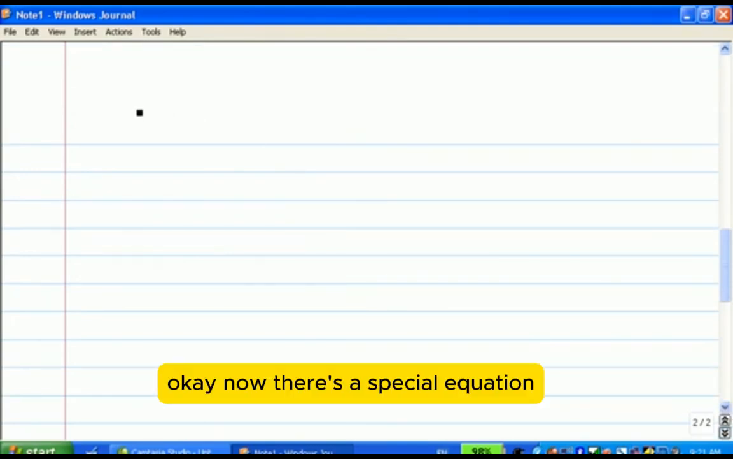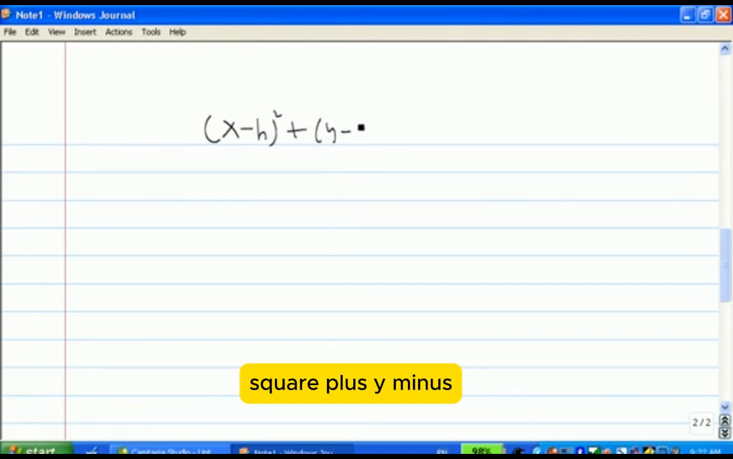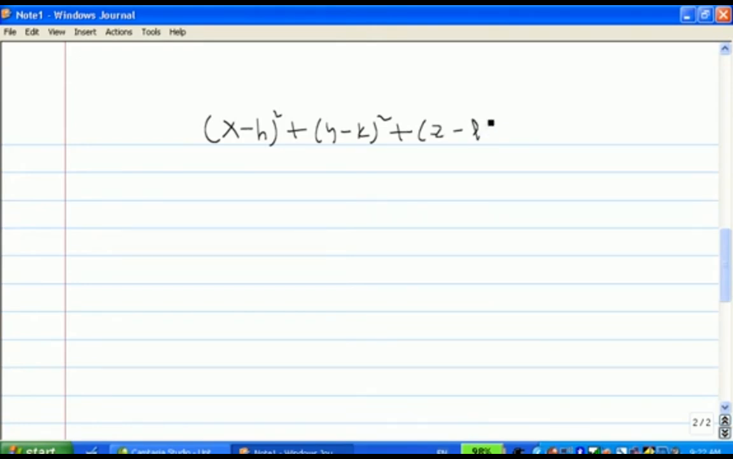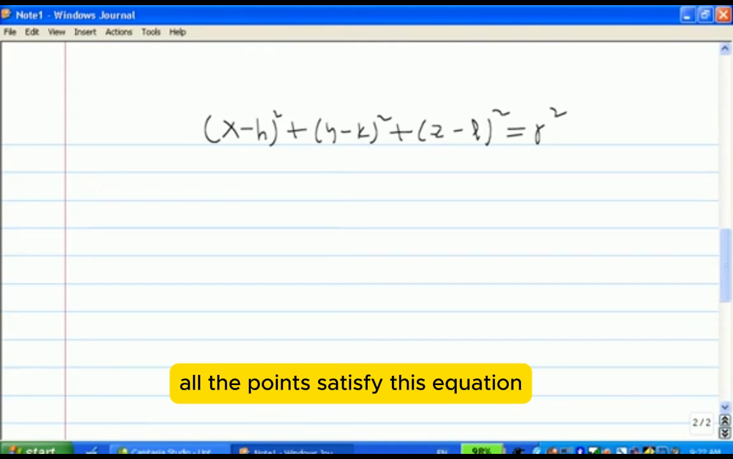Now, there's a special equation like this: (x minus h) squared plus (y minus k) squared plus (z minus l) squared equals r squared. All the points satisfying this equation form a very special set. Let's look at what it is.